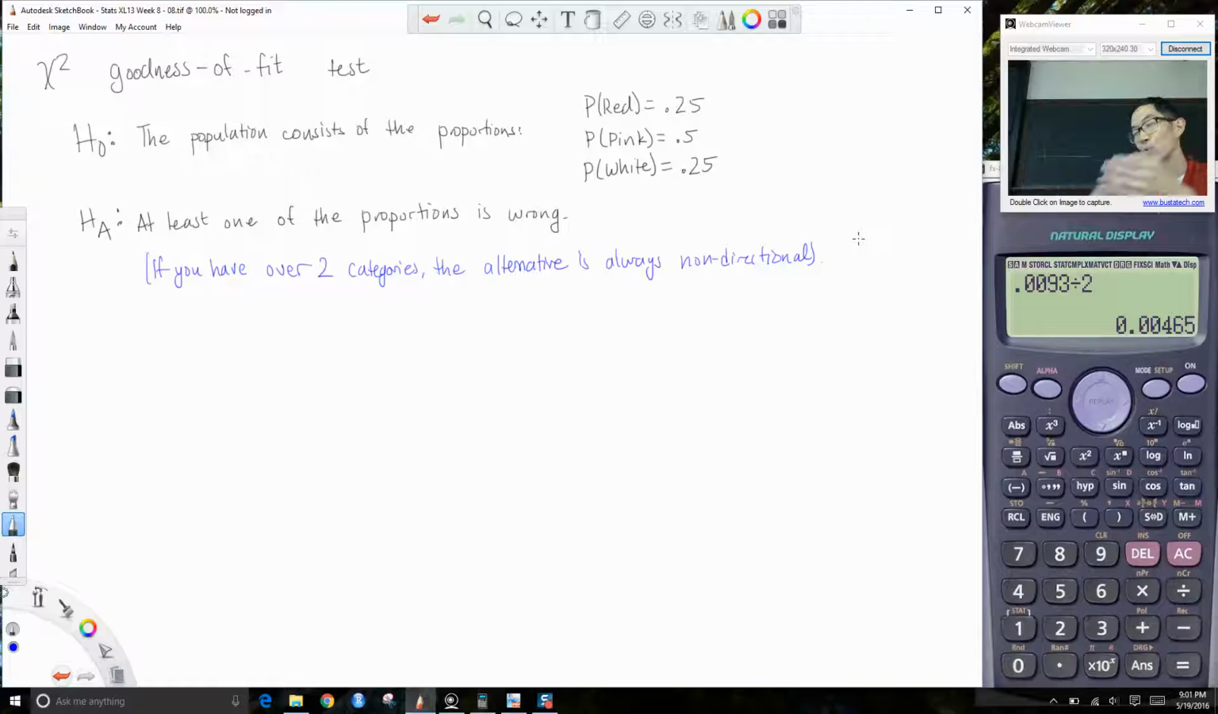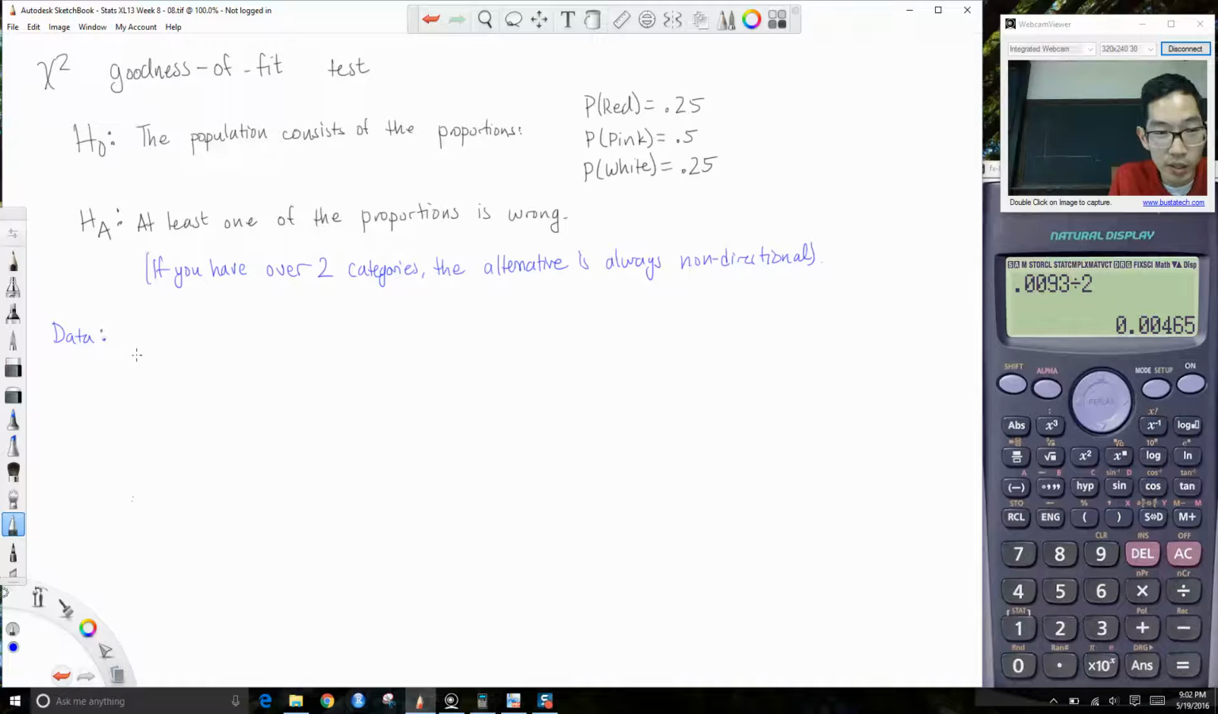So the goodness of fit test, when you reject the null, it's just going to come to the conclusion that at least one of the proportions is wrong, and it won't actually tell you which one it is. You can look at the data and kind of suspect which one it is, but the test itself won't tell you that. Okay. So here are our data.